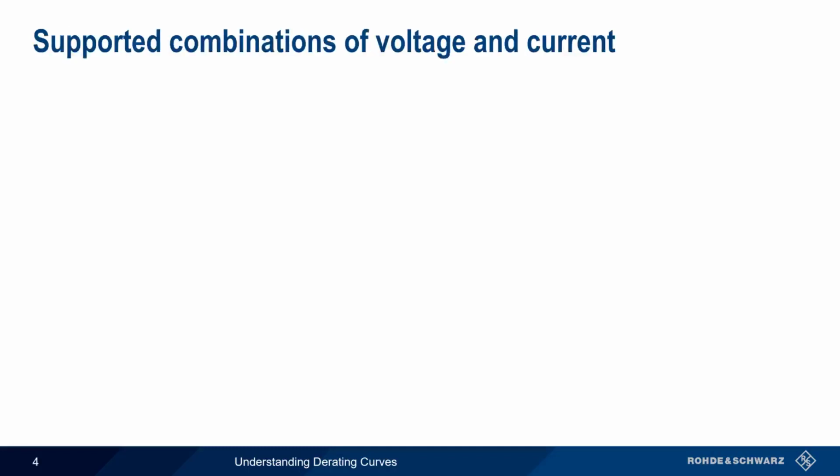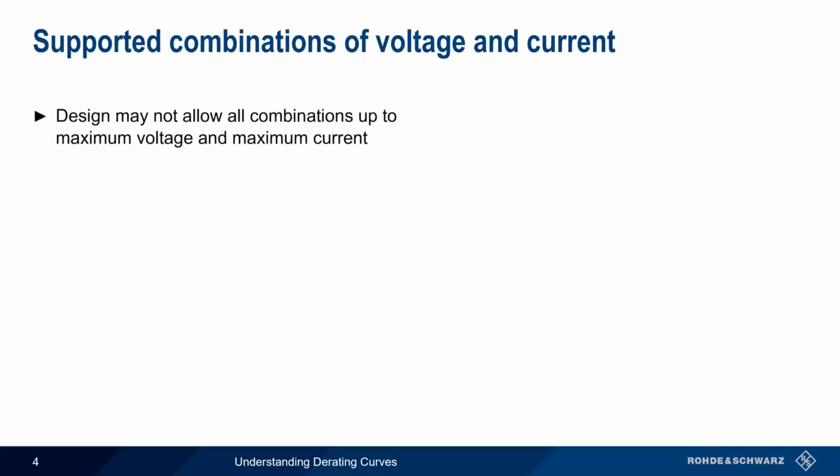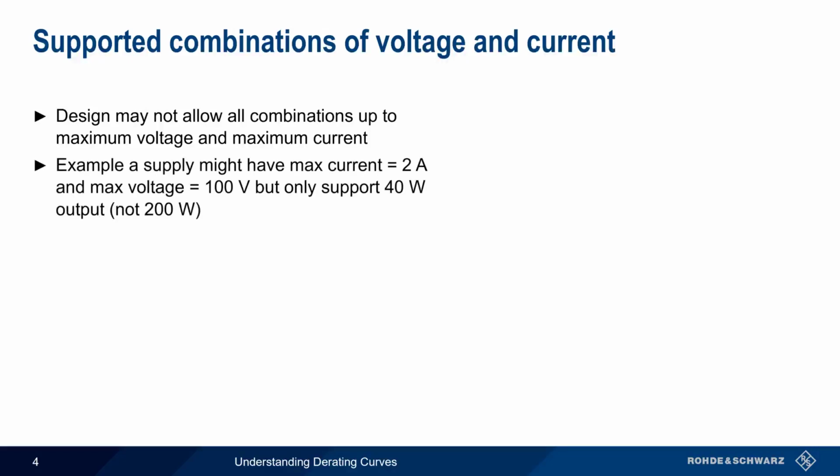Even in the case of normal voltages and currents, a given power supply design might not allow all combinations up to maximum voltages and maximum currents. For example, a power supply that is specified with a maximum current of 2 amps and a maximum voltage of 100 volts might only be able to supply 40 watts instead of 200 watts. This is actually not uncommon.